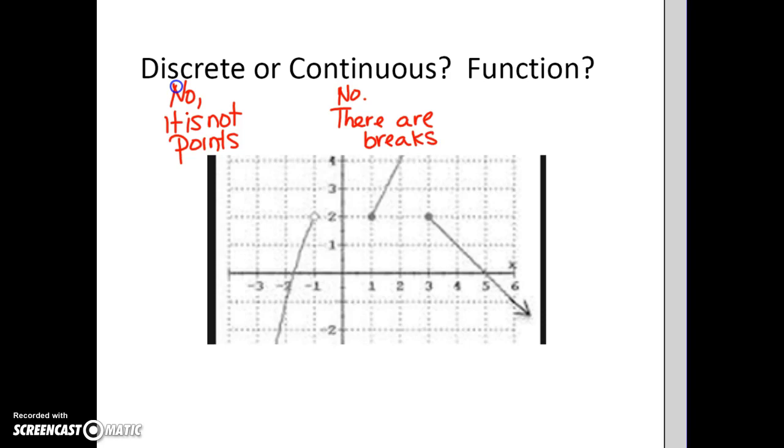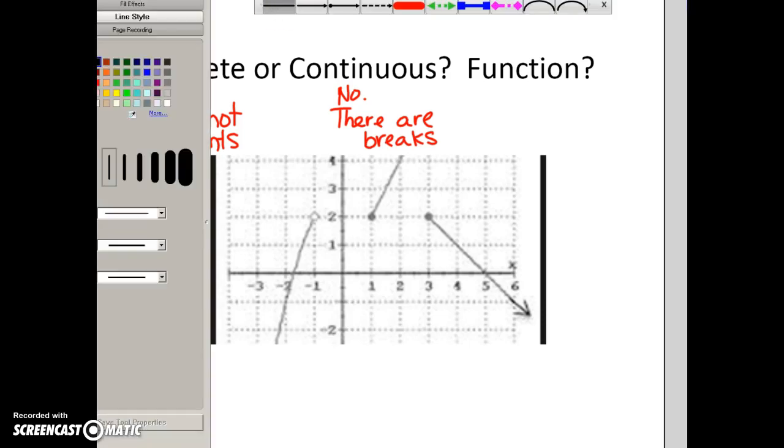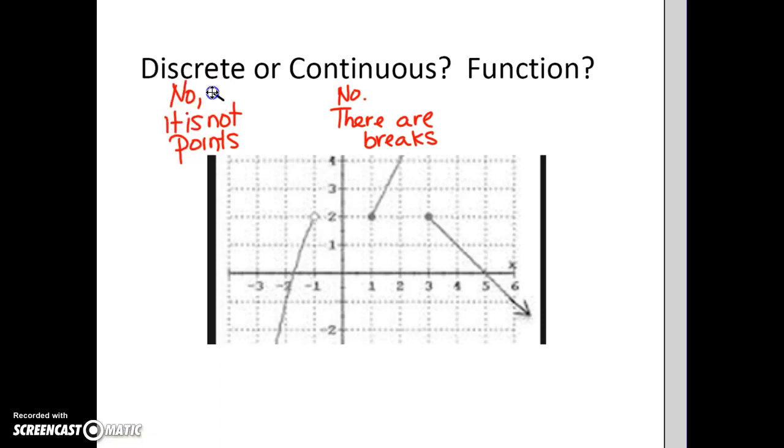Is it a function? Does it pass our vertical line test? Again, let's check the vertical line. My vertical line there is okay. My vertical line there is okay. It does pass the vertical line test. So it can be a function even though it is neither discrete nor continuous.